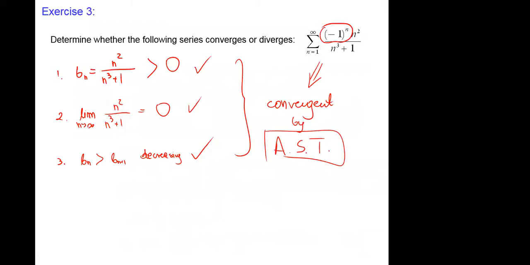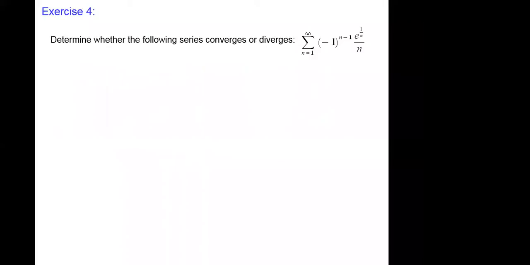Okay, let's maybe do one more. I have this one. Infinite series -1 to the n minus 1, natural log of n over n. So we can see this part is the alternating part. The main formula is natural log of n over n. If n is a positive integer, this is always positive.